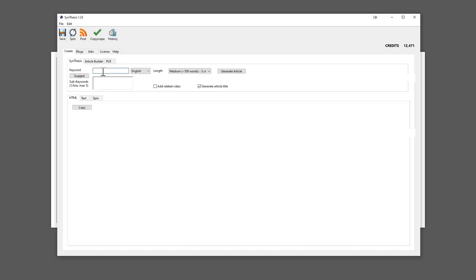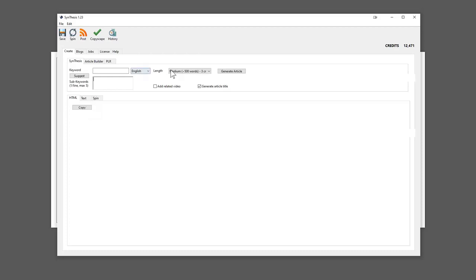You have a keyword box, and this is the main keyword. I'll come back to that in a moment. You have sub keywords. It says right here, one per line, maximum of five. I've seen people put in 30 sub keywords. You're not going to get 30 sub keywords in an article. It just doesn't happen. A maximum of five doesn't mean you should put five either.